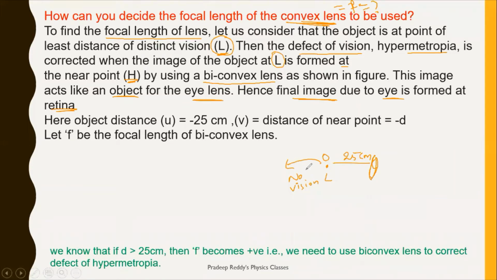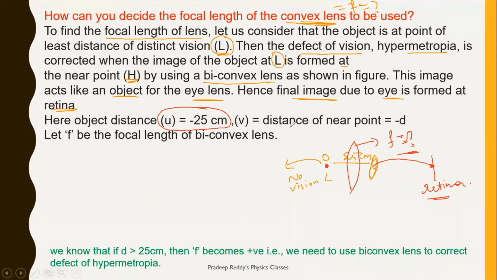Now what you will do is place an object somewhere here and use a convex lens here, such that the image is exactly formed on the retina. This is the retina. Now in order to correct this, you will have some focal length, right? This focal length is equal to how much? We are finding that. Now where is the object placed? The object is placed at this position and this is 25. So u is equal to minus 25 centimeter, right?